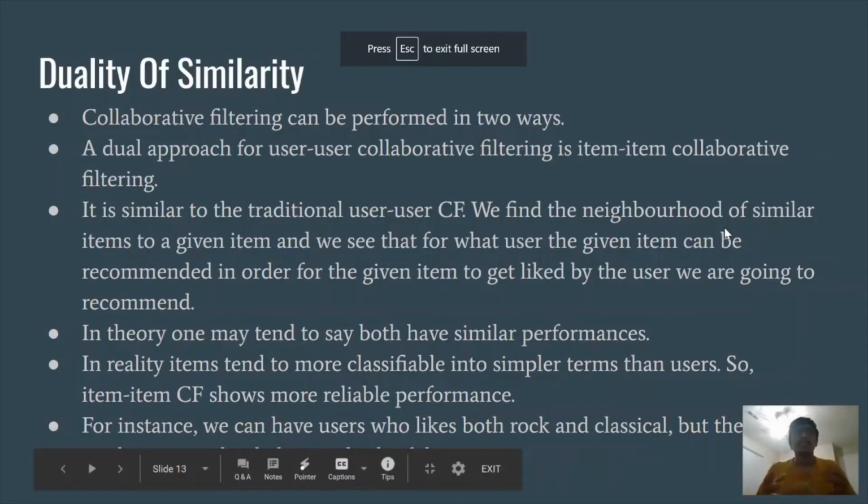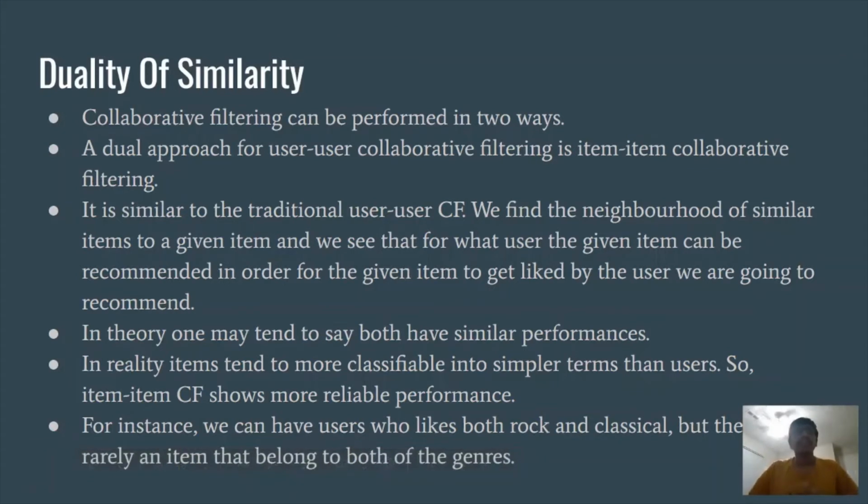Hey guys, my name is Venkat Sai Kaushik, and in this slide we are going to see duality of filtering and collaborative filtering. So, collaborative filtering generally is performed as user-user collaborative filtering. We can also perform item-item collaborative filtering. So, we can say item-item collaborative filtering is a dual approach for the user-user collaborative filtering. They both are pretty similar.